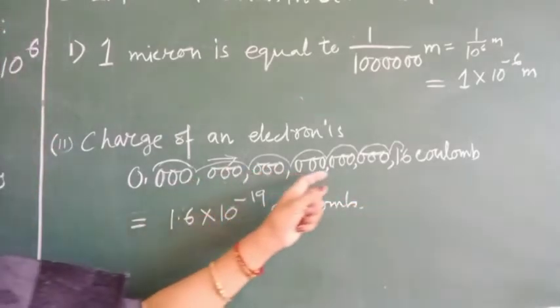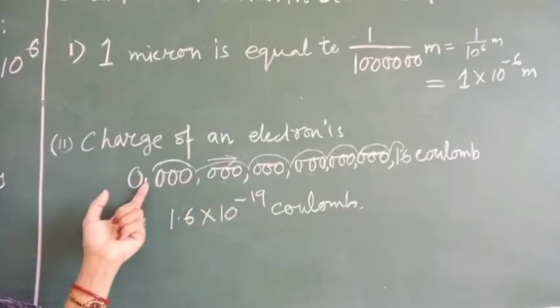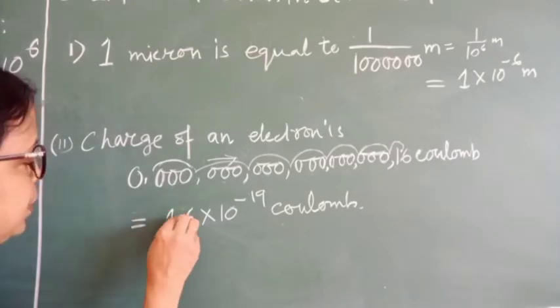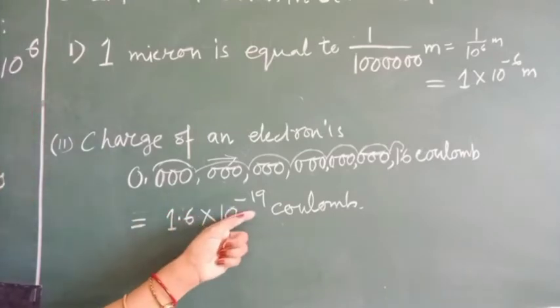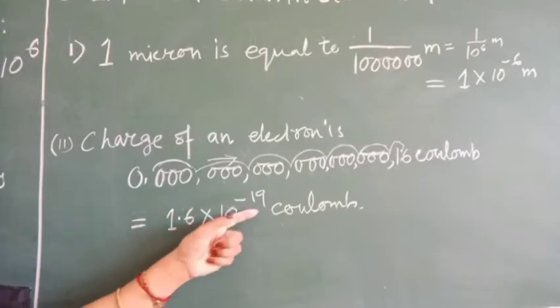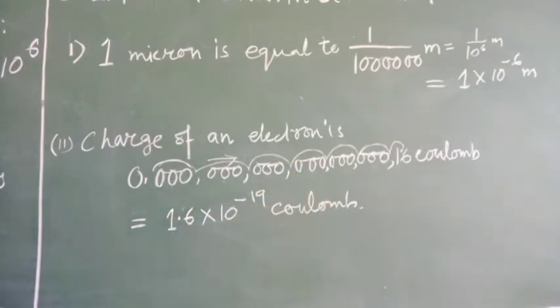Point is moving towards the right side, so the power will come negative, and the number was so small, you are trying to make it 1 point something, so the power will be negative also. There are so many ways you can think and understand why it is 10 to the power minus 19, and 19 places it has been moved, so it is minus 19.